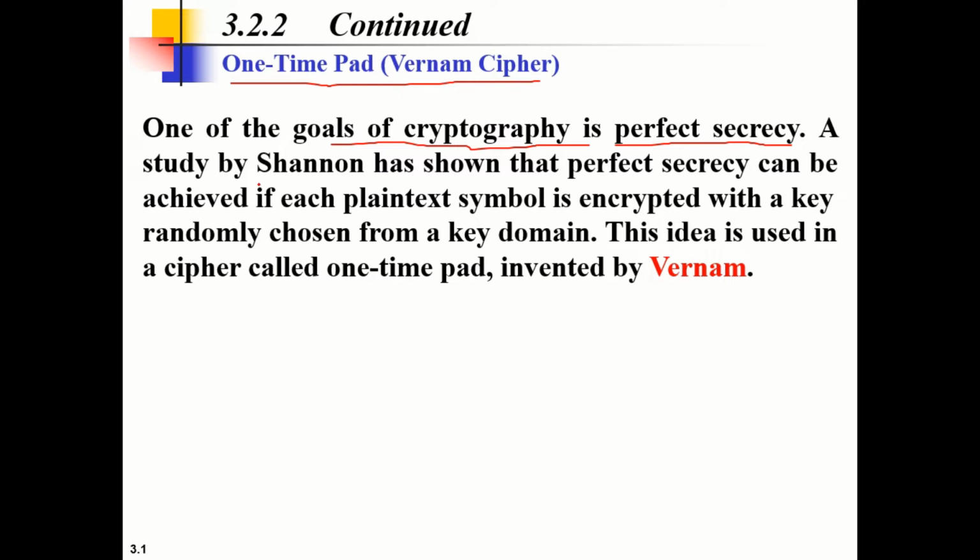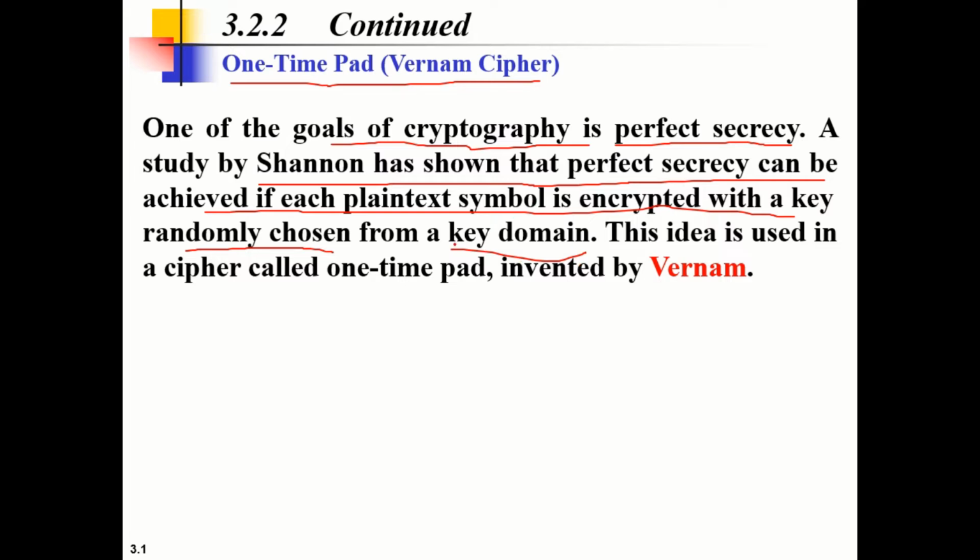A study by Shannon had shown that perfect secrecy can be achieved if each plaintext symbol is encrypted with a key which is randomly chosen from a key domain. So the techniques which we have studied till now are prone to attacks, right? So we need to use a technique which could promise perfect secrecy for sending the message. So here is one solution for that.